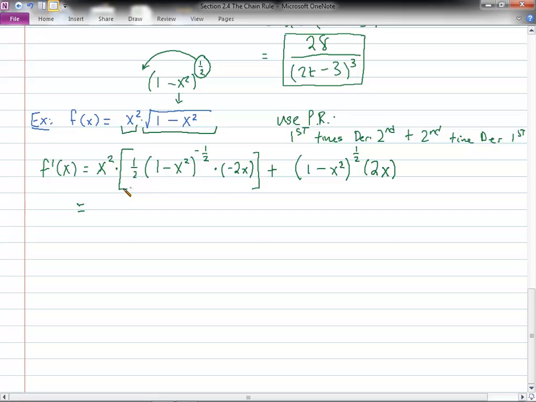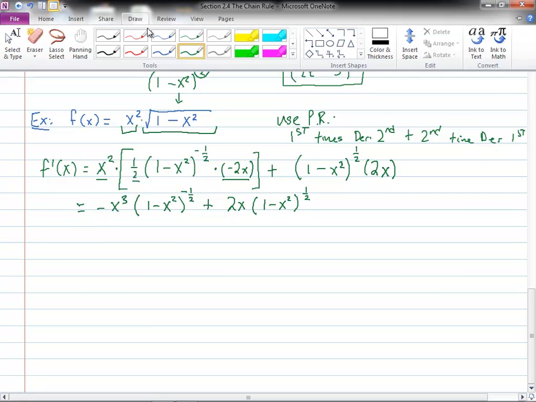First thing I'm going to do is just combine some of these things together, like these monomial terms right here. Just go ahead and multiply those all together. I end up with a minus x cubed times 1 minus x squared to the negative 1/2. Right? If you take x squared times x, you get x cubed. 1/2 times minus 2 is a minus 1/2. So I multiplied all those monomials together. Over here, I'm just going to move that monomial term up to the front. 1 minus x squared to the 1/2.